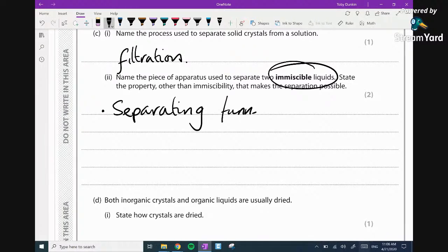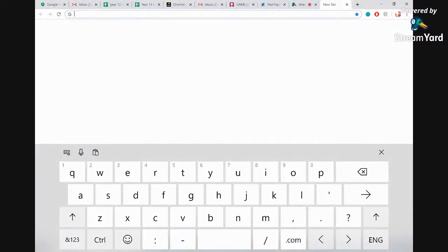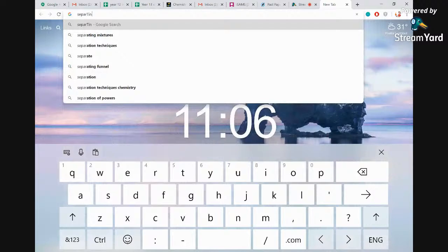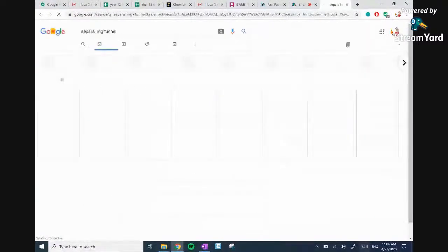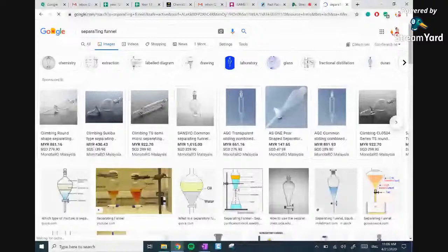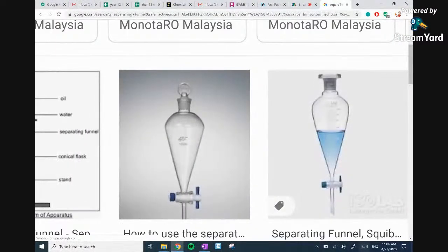Separating funnel. I'll show you what one of those looks like now. They're kind of cool things. They look like pears. Separating funnel images. There it is. Isn't that cool? So that's a separating funnel, used for separating.